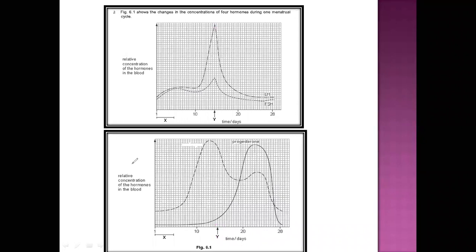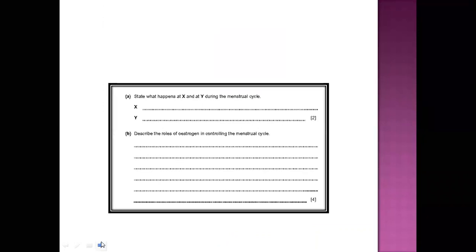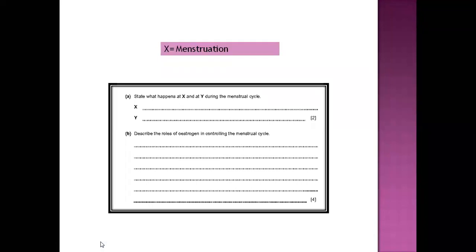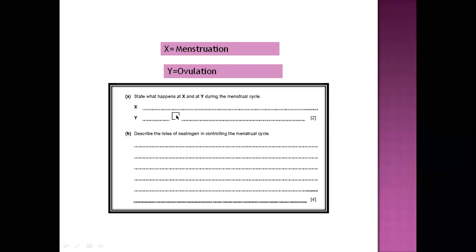Now, let's move toward the questions. State what happened at X and Y during the menstrual cycle. I told you already, X is the process of menstruation, a bleeding period. And Y is ovulation, the release of ova from the ovary.